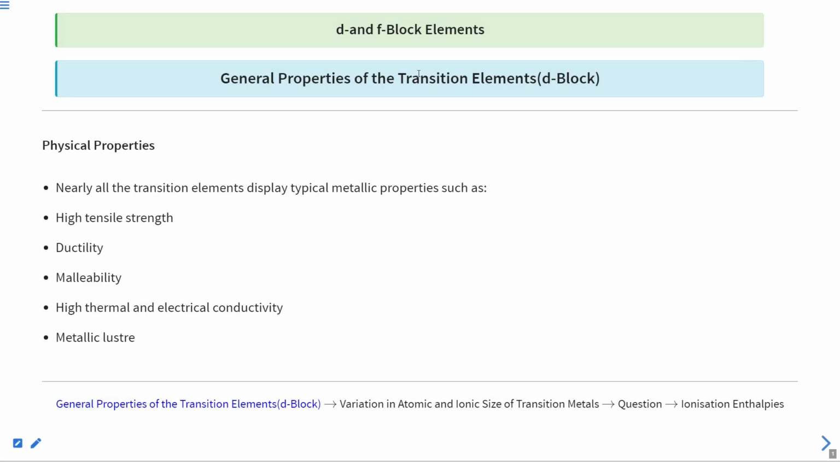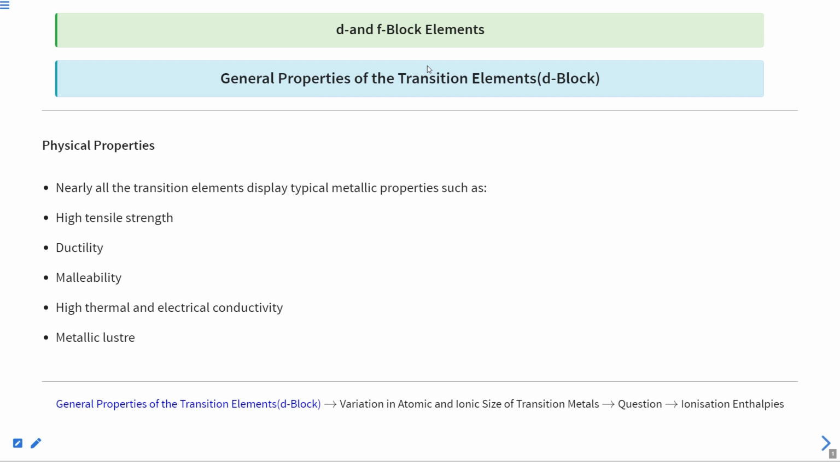So for that, today we will talk about the physical properties and the trends in the atomic size and ionic size of the d block and f block elements, right? After that, we will solve some questions related to it and we will have a brief overview for the ionization enthalpy. Okay, so let us start our today's class.